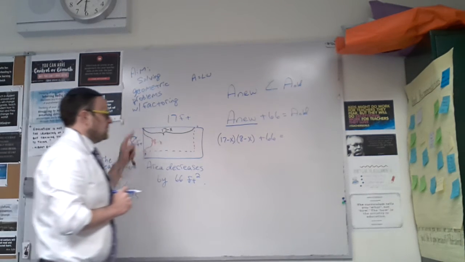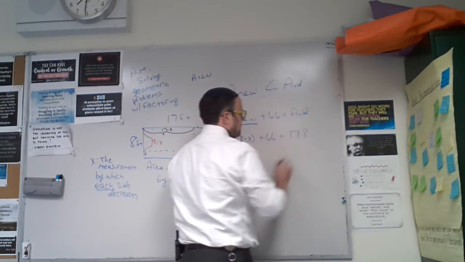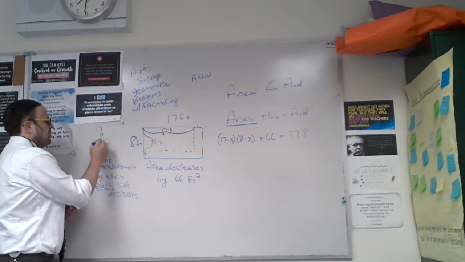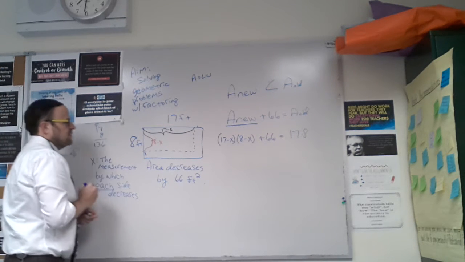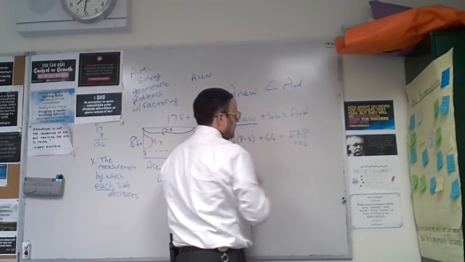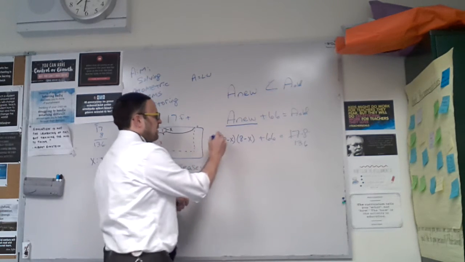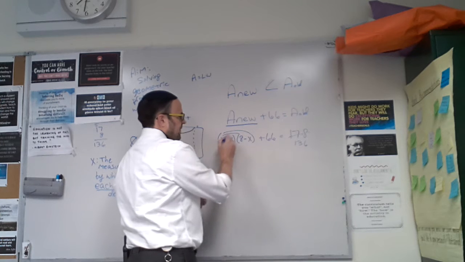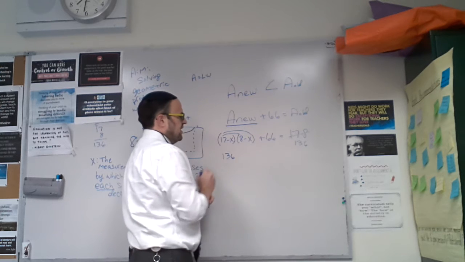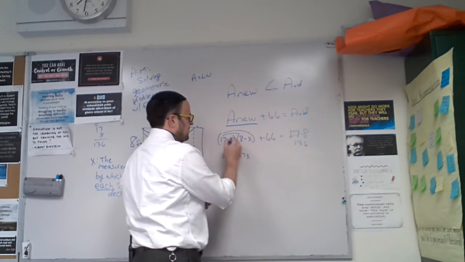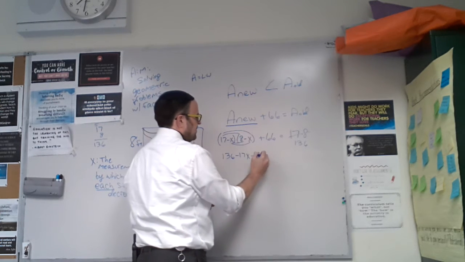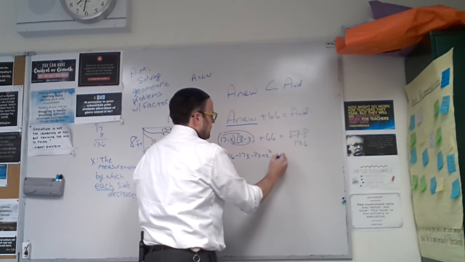Now, what's my old rectangle? 17 times 8. Just a regular 17 times 8 rectangle. We can do our work off to the side. Great. I'm just going to write in 136. Okay, now here, let's start multiplying. 17 times 8, well, fortunately we already have that. 136 minus 17x, and then minus 8x, and negative x times negative x is a positive x squared.